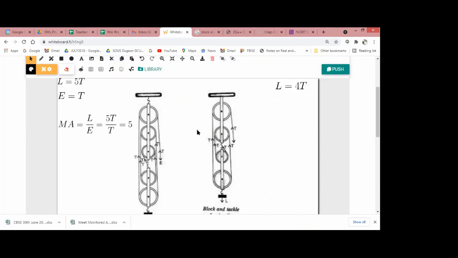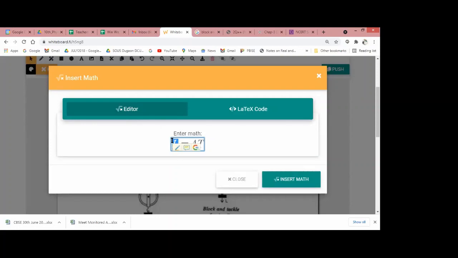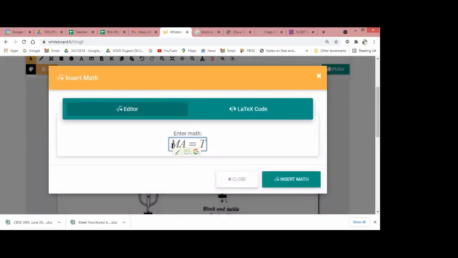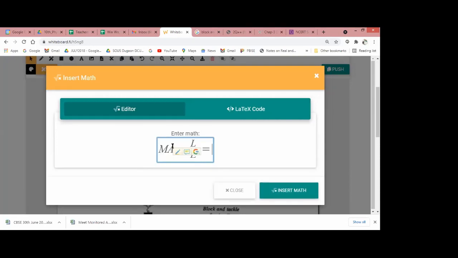How many strands of effort? There's only one strand of effort. So effort is equal to once the tension. Agreed? Yes, sir. So now what will be the mechanical advantage in this case? 4. It is equal to 4.